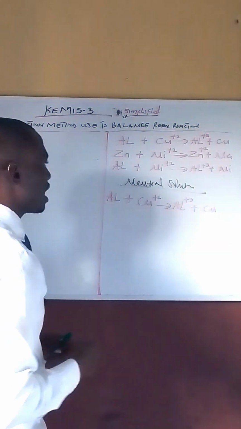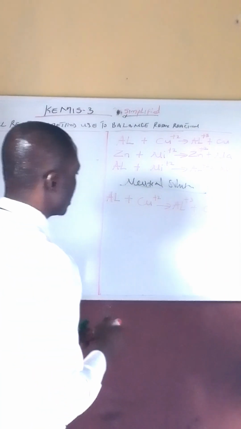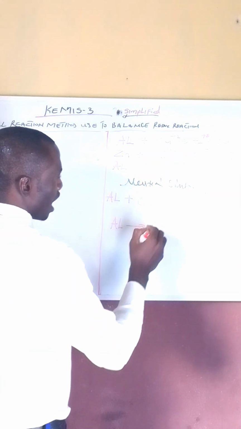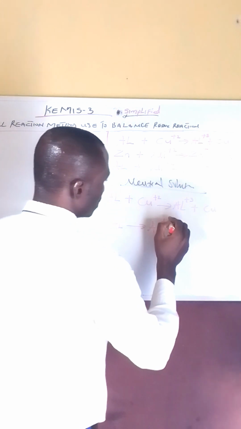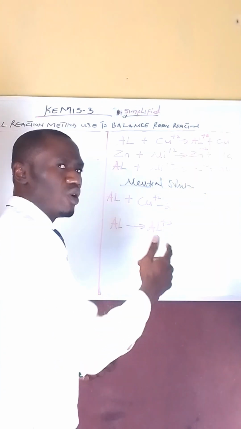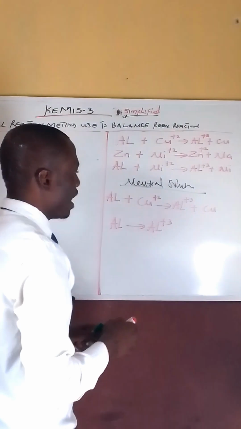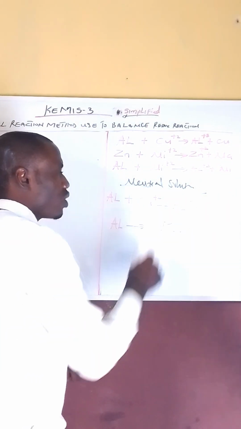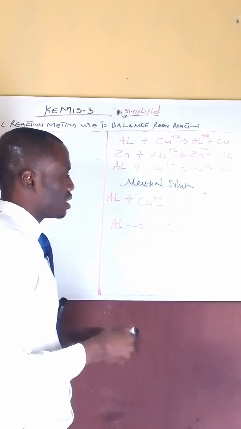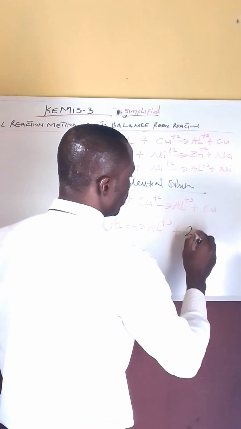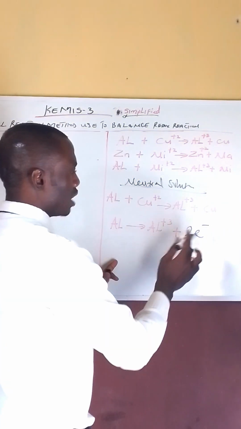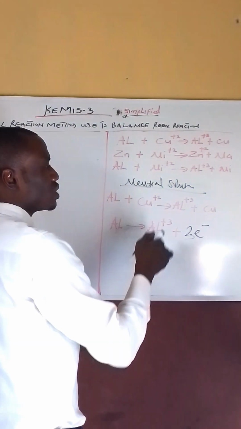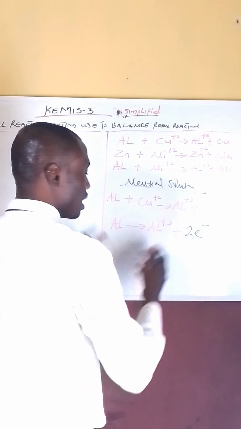Now, the first step is that you divide the equation into 2 halves. We pick up the aluminium. Aluminium gives aluminium plus 3 charge. You see, aluminium gives aluminium plus 3 charge. And then we're going to look out for what I'm going to do to make sure that the ions are balanced. If I add 3 electrons to this side, notice that these 3 electrons will now cancel the ion that is here, and then it is balanced.